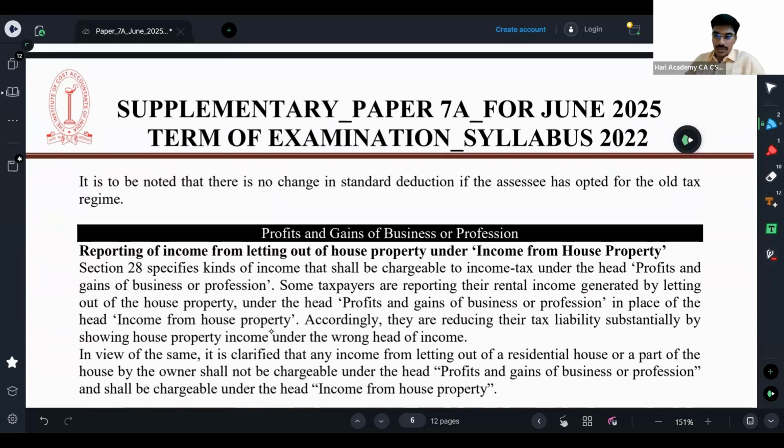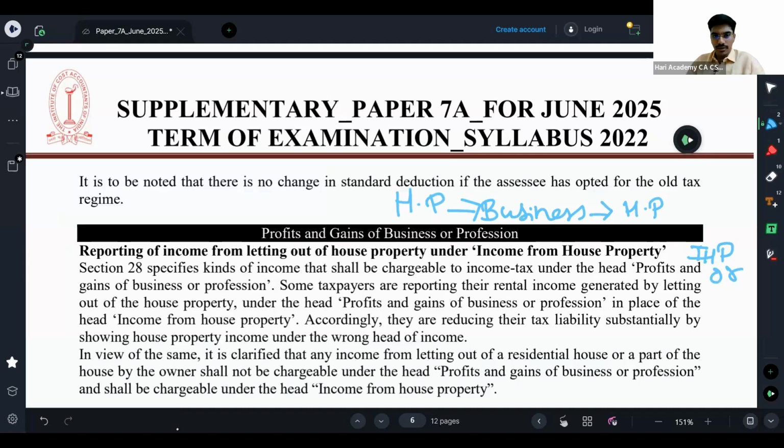There were a few judgments in the Madras High Court, which traveled up to the Supreme Court, Chennai Properties and Investments and other cases, where the question was: in case I have a house property and I am in the business of letting out the house property, should this income be charged under the head IHP, income from house property, or PGBP?